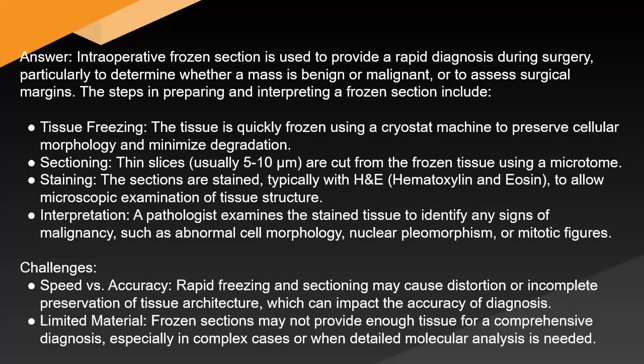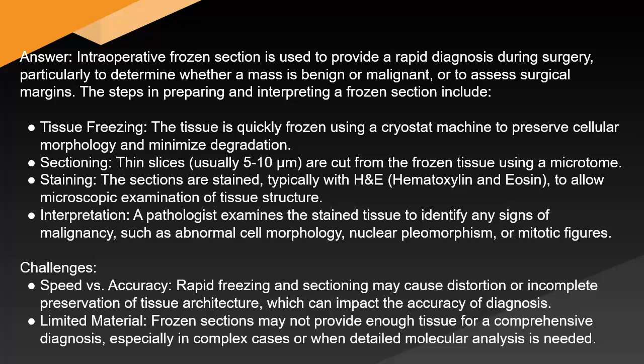Answer: intraoperative frozen section is used to provide a rapid diagnosis during surgery, particularly to determine whether a mass is benign or malignant, or to assess surgical margins. The steps in preparing and interpreting a frozen section include tissue freezing. The tissue is quickly frozen using a cryostat machine to preserve cellular morphology and minimize degradation.